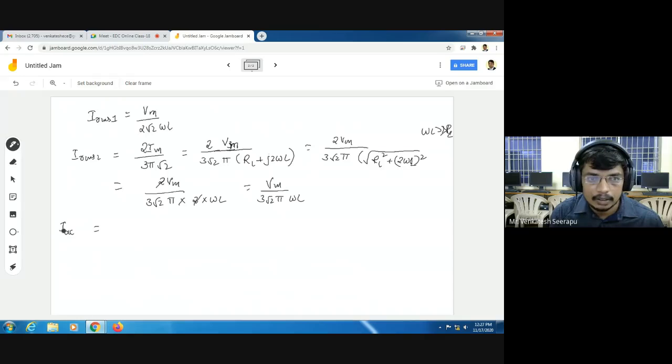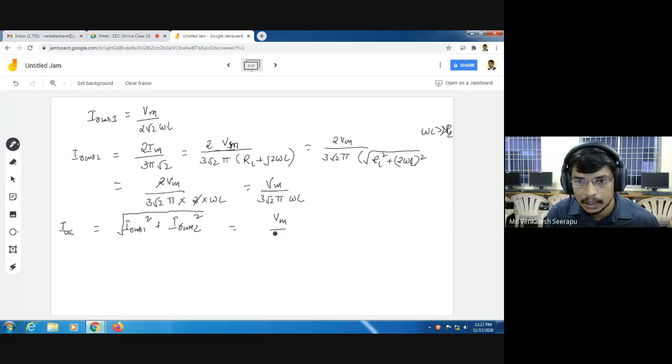Finally, the AC component can be calculated as root over IRMS 1 square plus IRMS 2 square. We have considered only 2 components here, not the remaining higher order AC components. So what is IRMS 1? Here I got Vm by 2 root 2 omega L whole square plus Vm by 3 root 2 pi omega L whole square, root over.